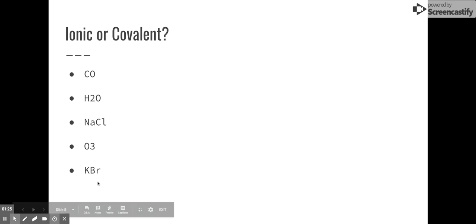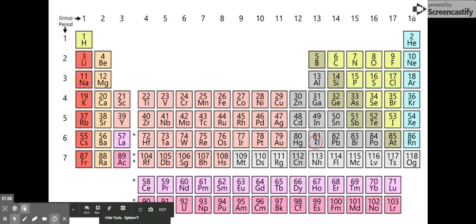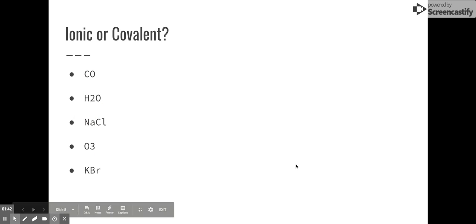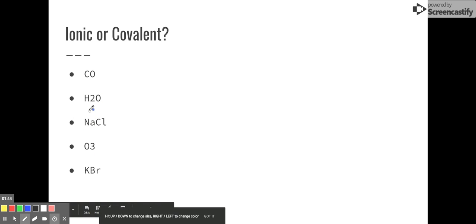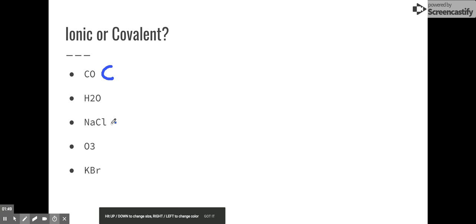So these are 5 examples of ionic versus covalent compounds, and we're going to figure out which they are. We're just going to look at 2 examples from this. The rest you can do on your own. But here we have carbon monoxide. And if we look at a periodic table, we can see that carbon and oxygen are both nonmetals, therefore making it a covalent compound.